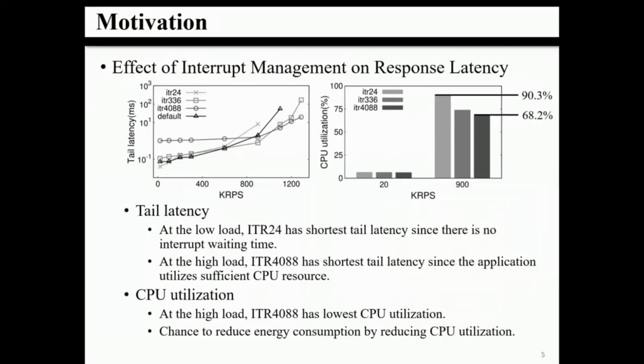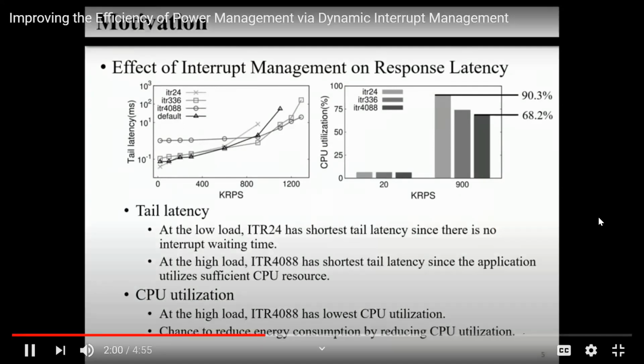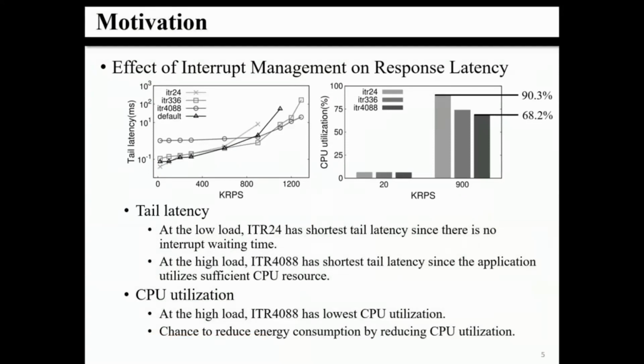To find an energy efficient ITR, we conducted various experiments. First, the left graph shows the tail latency of each interrupt management policy according to the increasing network load. The hardware supports an ITR range of 24 to 4088, but the Intel ICCD driver only uses up to 336. At low load, ITR24 has the shortest tail latency since there is no interrupt waiting time. At high load, ITR4088 has the shortest tail latency since an application utilizes sufficient CPU resources.